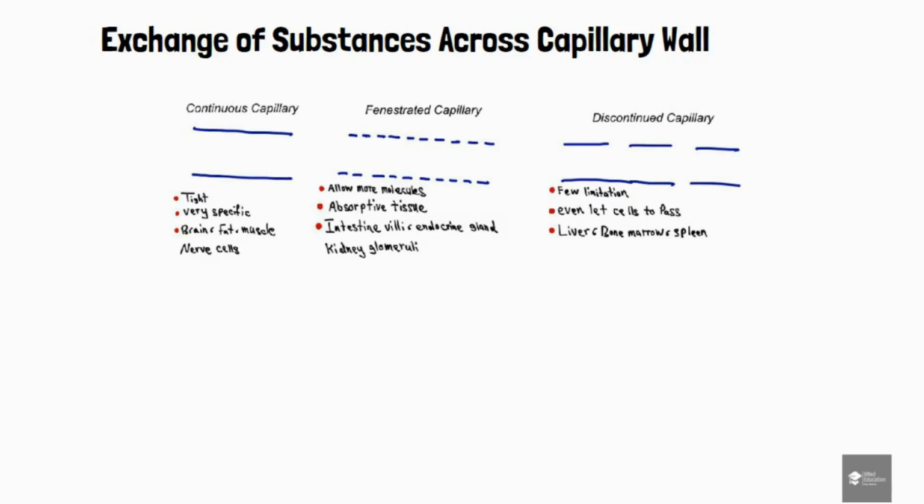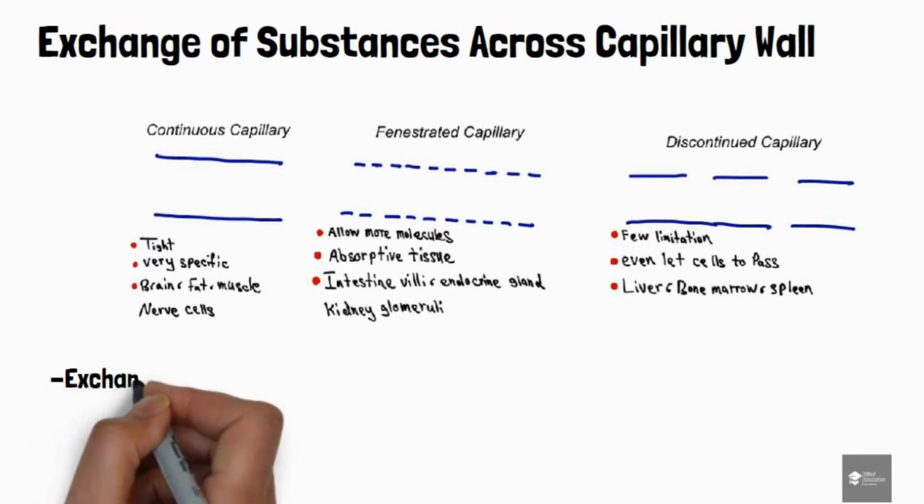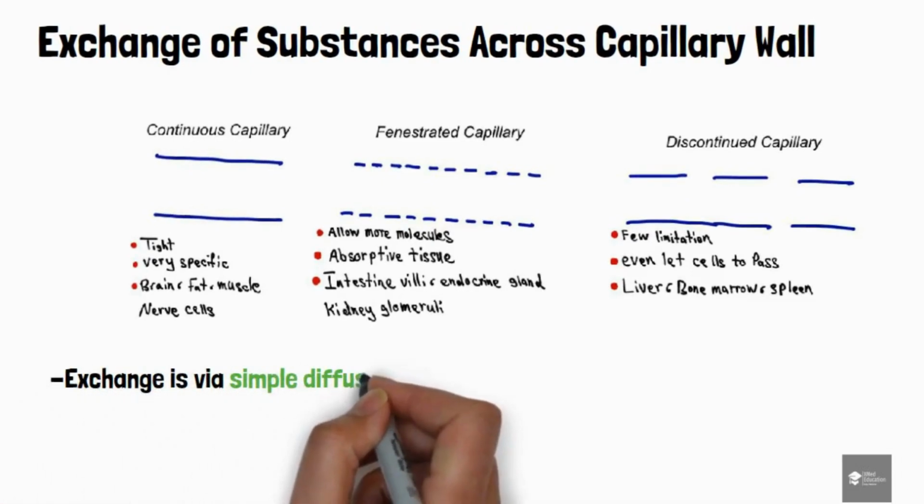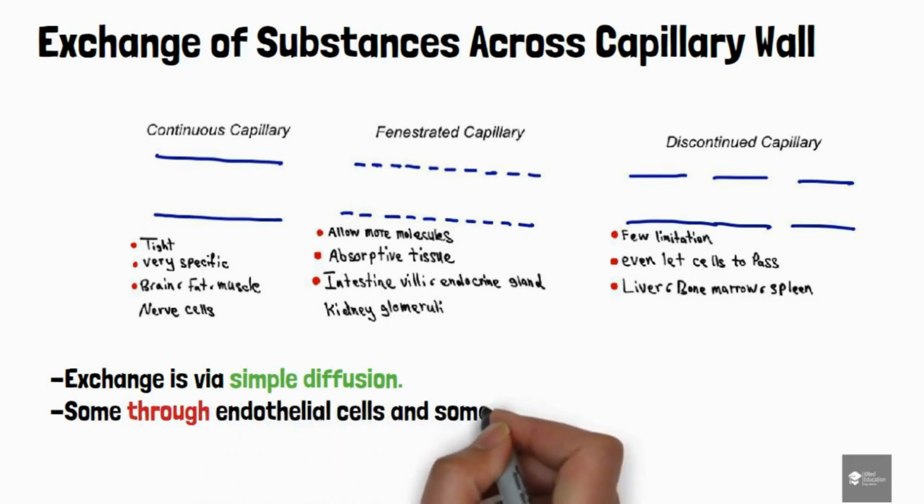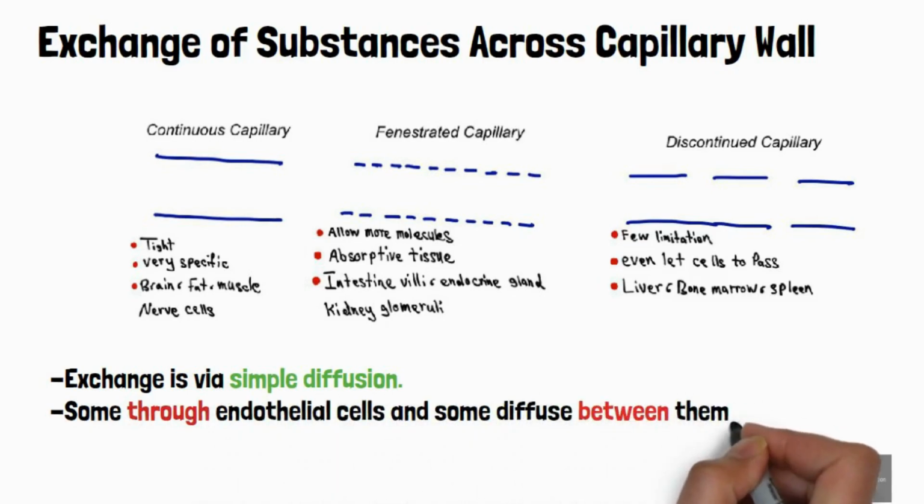For example, inside the liver, when there needs to be some filtering, or in bone marrow because of making many cells. And in discontinuous capillaries, some cells can pass through the capillaries, as you have in the spleen or bone marrow. So the exchange happening between the inside of the capillary and the interstitial fluid is through simple diffusion.